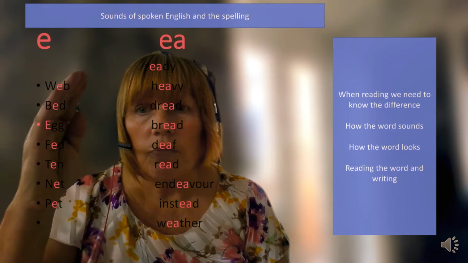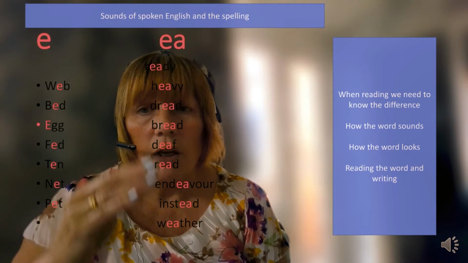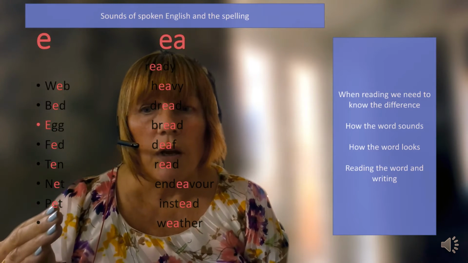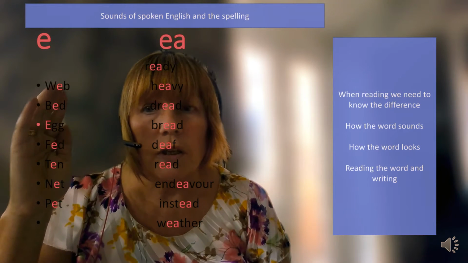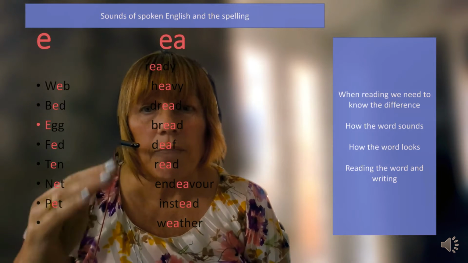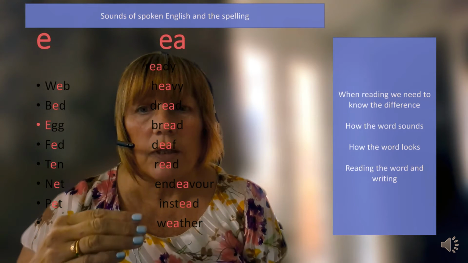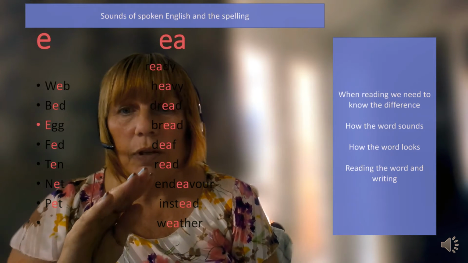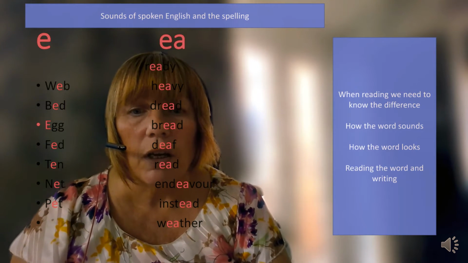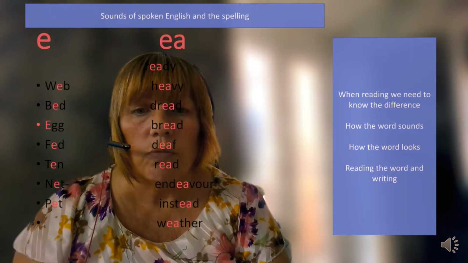So sounds of spoken English are different sometimes to the spelling of the words. So I know that you know the consonant, vowel, consonant words. They're quite easy. And I want you to focus for functional skills on how we use the sound eh when we use the letters EA in our spellings, because they're different. So let's have a quick look at those words.